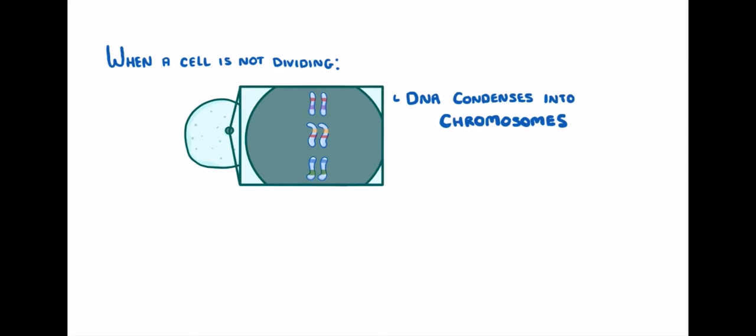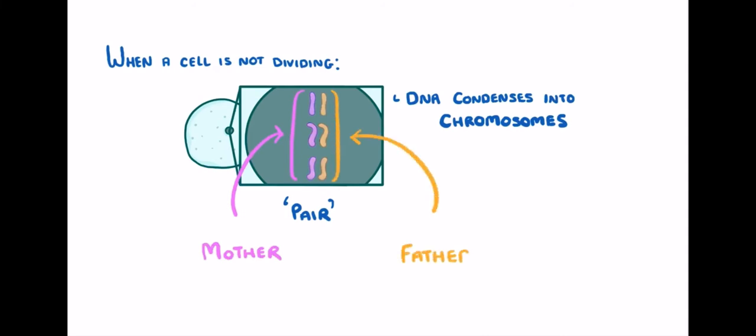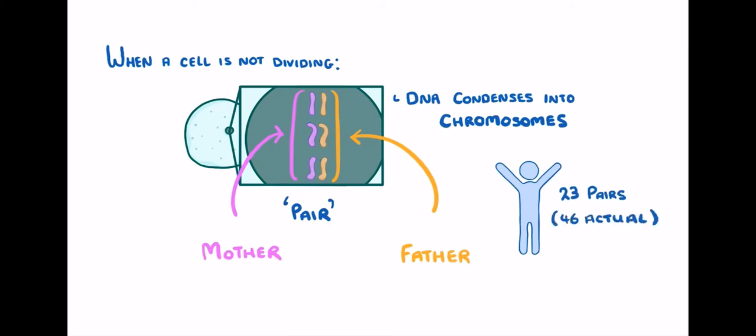Eukaryotic cells, such as animals, have two copies of each chromosome, which we call a pair. One of these copies is from their mother, and the other copy is from their father. Humans have 23 pairs of chromosomes, so in total, they have 46 chromosomes. Other species, though, have different numbers of chromosomes, and this is one of the reasons that animals of different species can't reproduce to have fertile offspring.